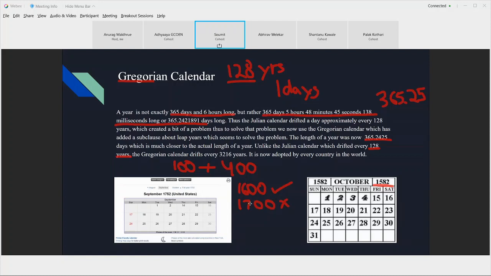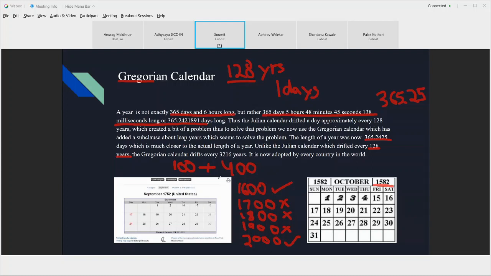1700 is a multiple of 100. You can see by the two zeros, but 1700 is not divisible by 400. So it is not a leap year. Similarly, 1800 was not a leap year, and 1900 was not a leap year, and 2000, that is my birth year, was a leap year. So that is the difference that the Gregorian calendar brings to us.